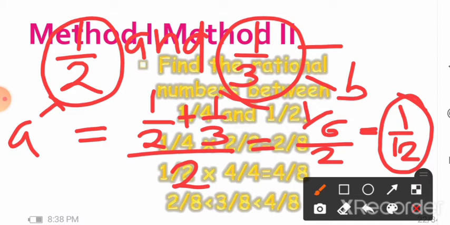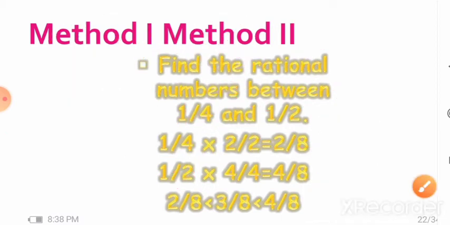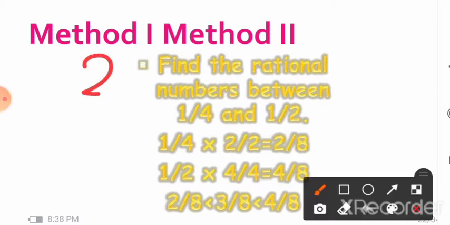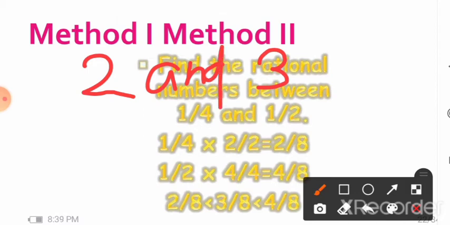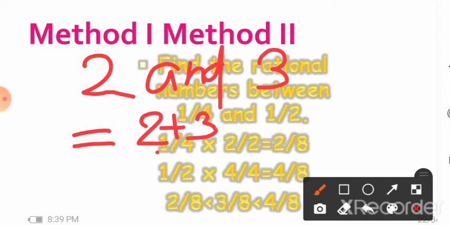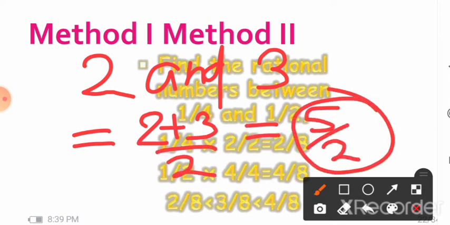That's one example. You can calculate other examples like 2 and 3. Calculate one rational number between these numbers. So (2 plus 3) by 2 is equal to 5 by 2. 5 by 2 is a rational number between these numbers.